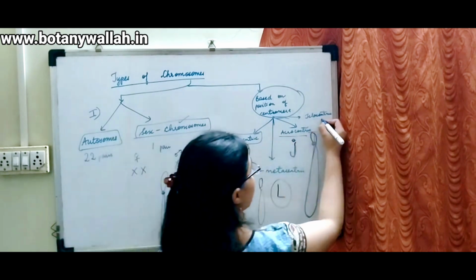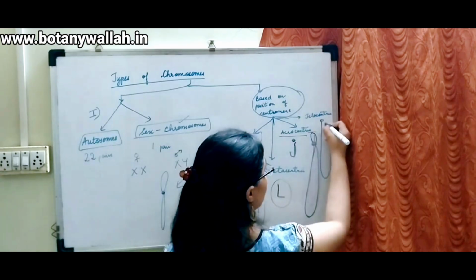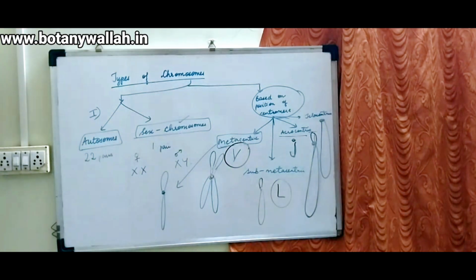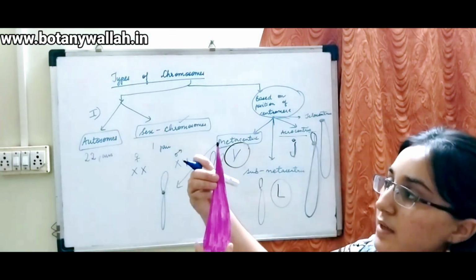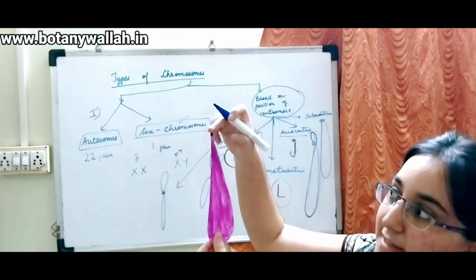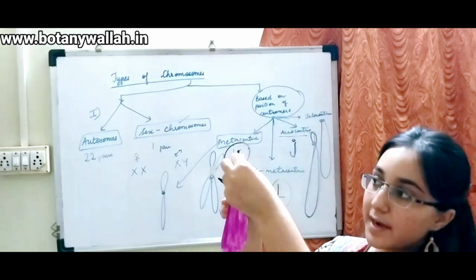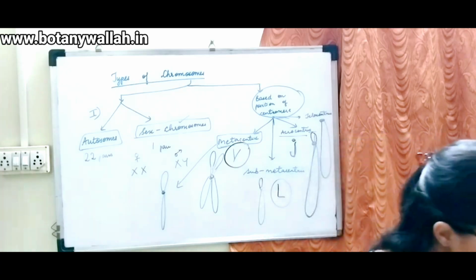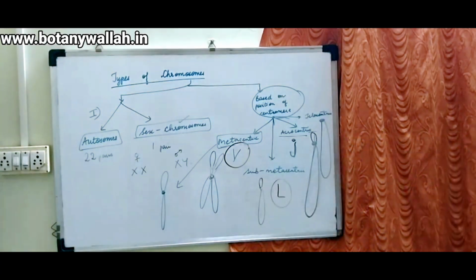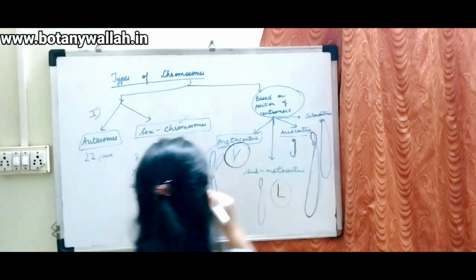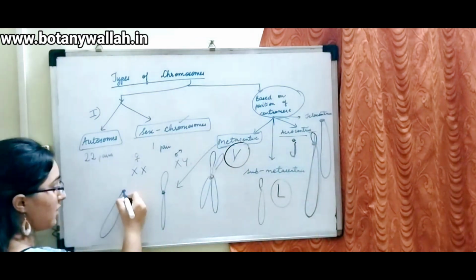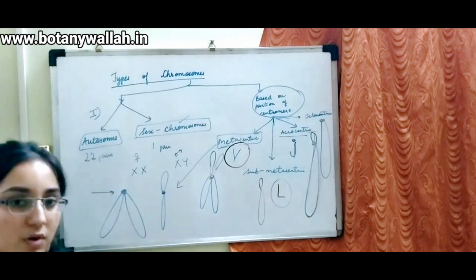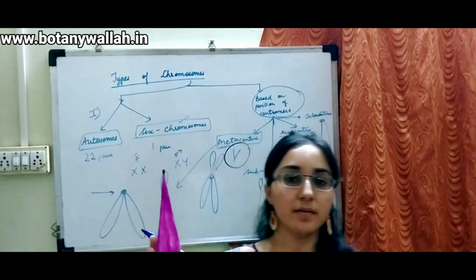Last is telocentric, where the centromere will be at the end of a chromosome. It is attached at the end, exactly at the end of the chromatid. If you take two chromatids, then also it will look like that only, with the centromere at the end of the chromosome.